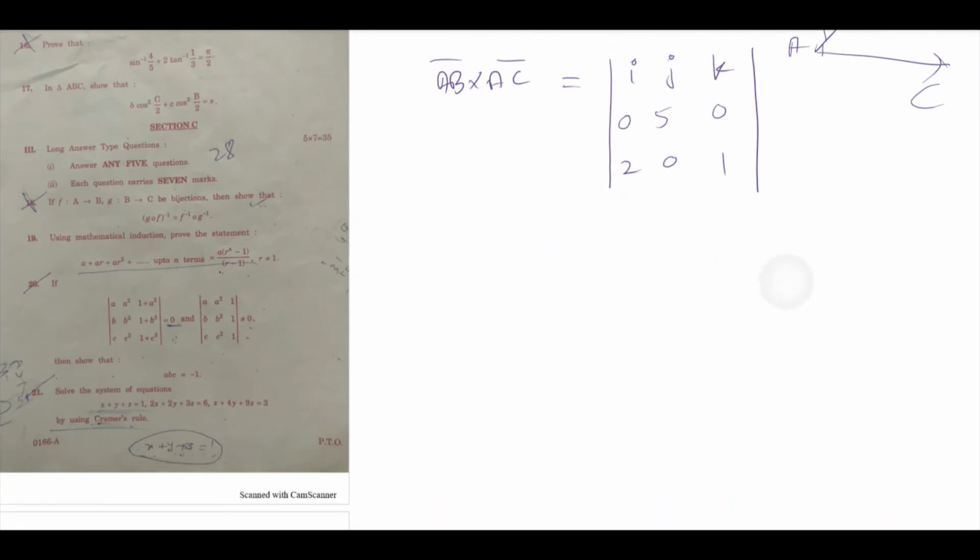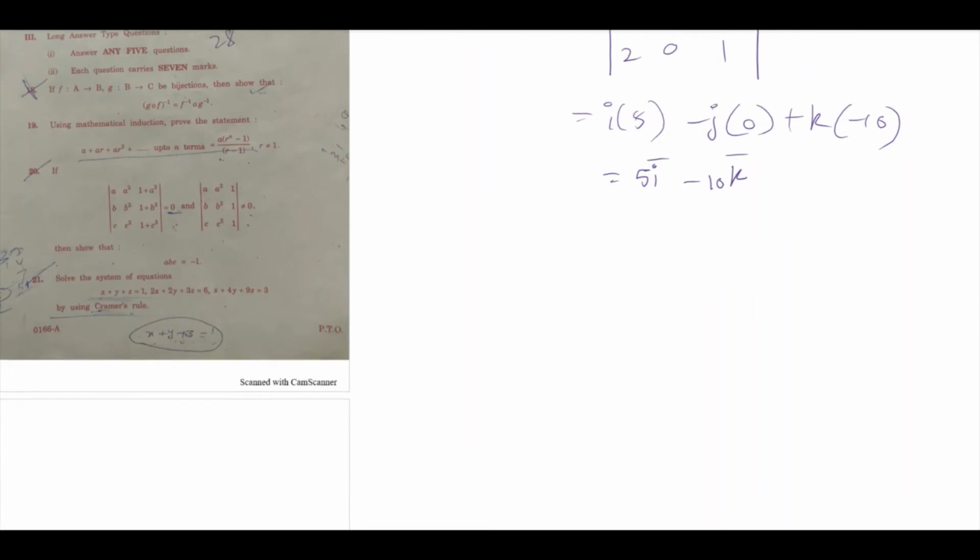So finding this determinant, i into 5 minus j into 0 plus k into minus 10. So what I get is 5 into i minus 10 into k bar. So this is the unit vector. I am calling this unit vector n cap, which equals AB cross AC.